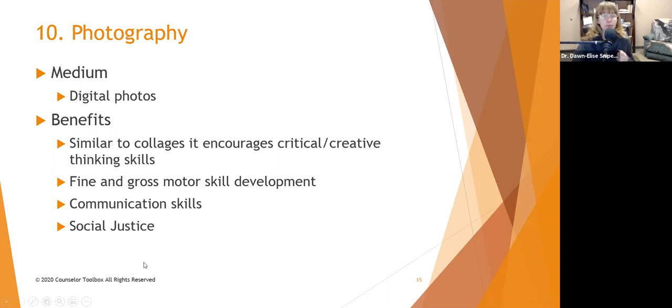It also improves communication skills, because it encourages people to talk about why they selected those things that they took pictures of. And there are activities online that use photography in order to promote social justice. You can search for those if you want to look at how to use photography for social justice.